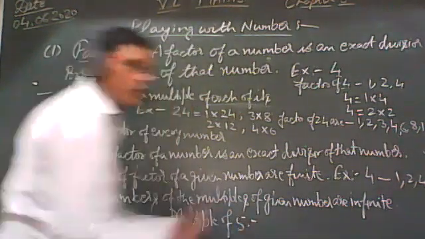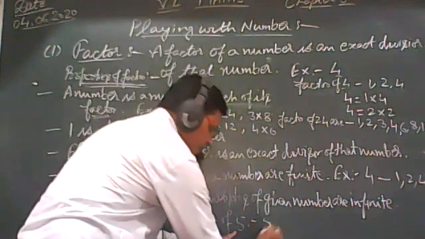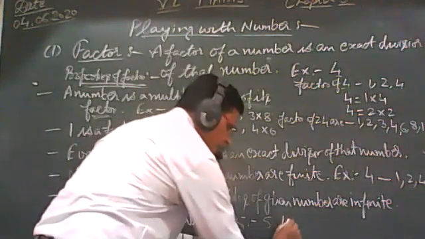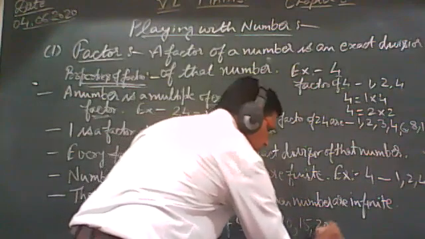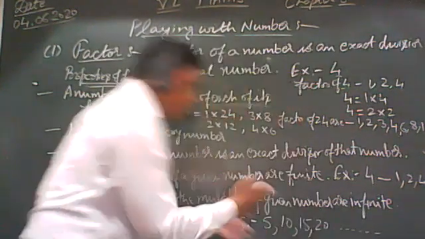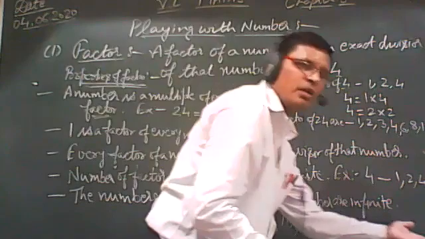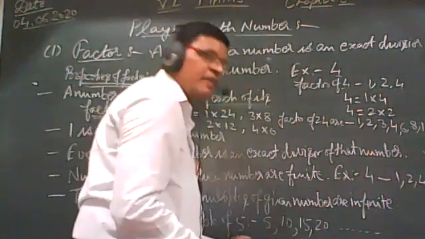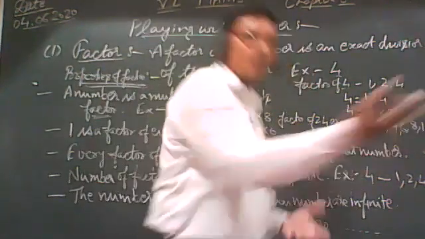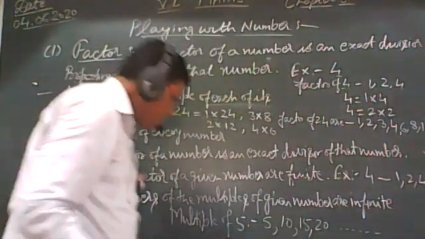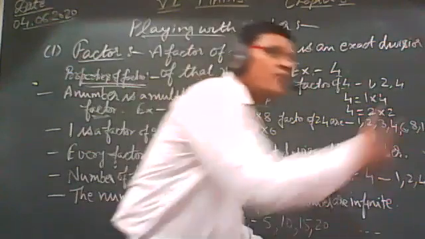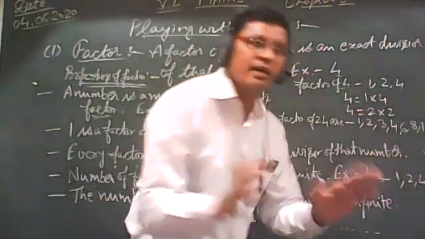That means you write the multiples. 5 1s are 5, 5 2s are 10, 5 3s are 15, 5 4s are 20, dash, and the next numbers come. If you multiply 5 by all the natural numbers, and the natural numbers are infinite, that means the multiples of the number come infinite. Okay, is it clear?